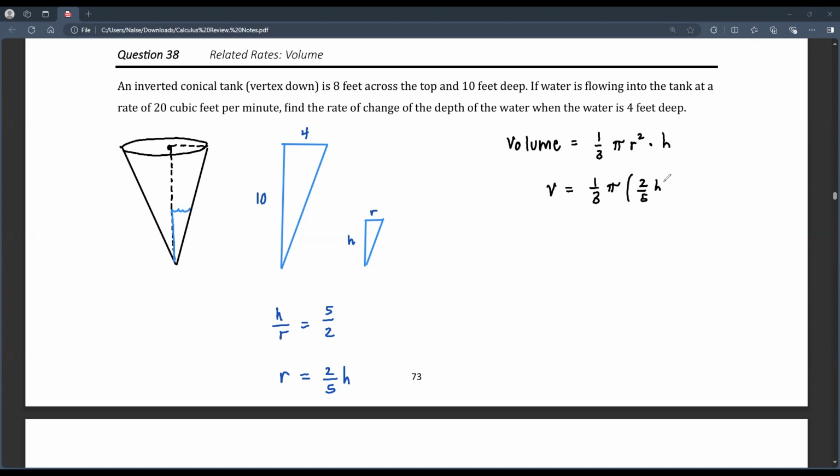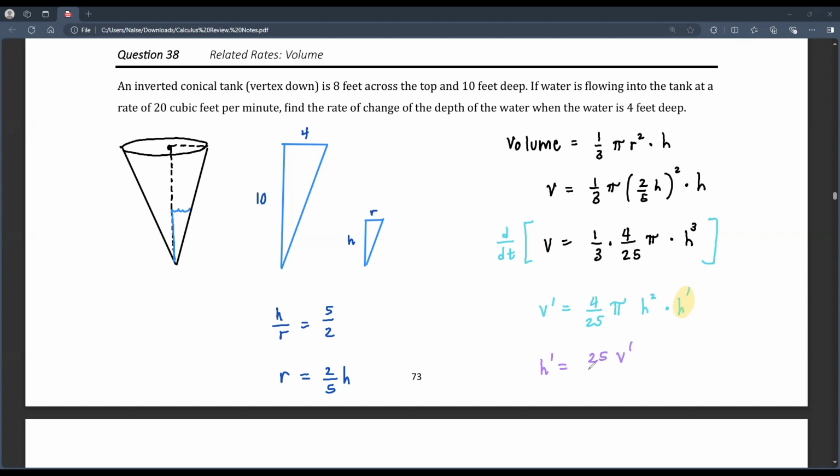We will now substitute this expression for the radius, clean up the equation, then differentiate it with respect to time. The differentiated equation gives us a route to finding h prime, which represents the rate at which the depth of the water is changing. After isolating h prime to one side of the equation, we can plug in the values of h and v prime. The correct answer is that h prime is about 2.5 feet per minute.